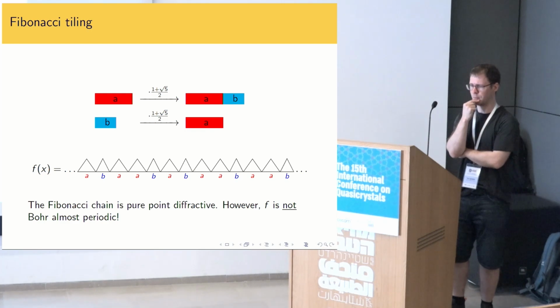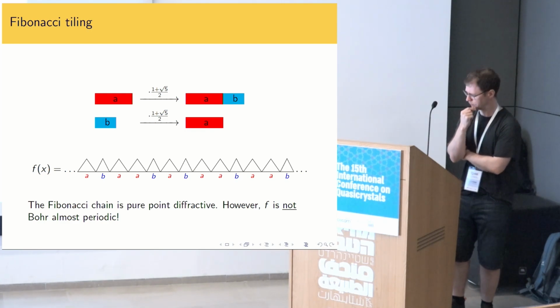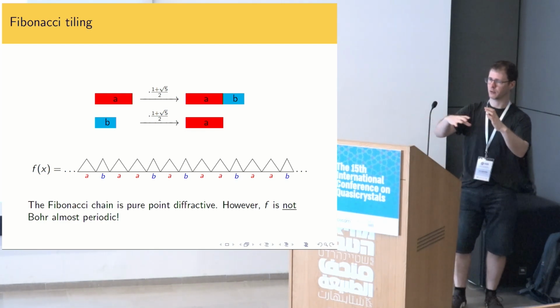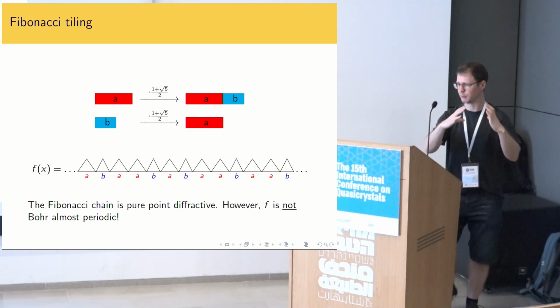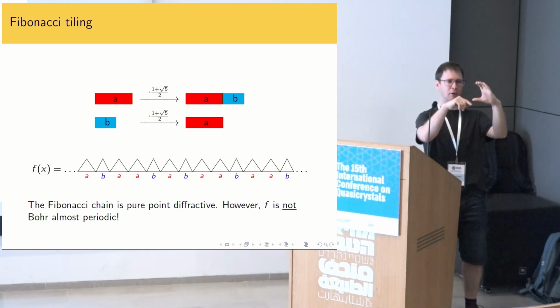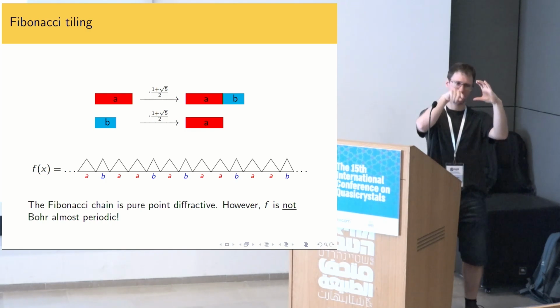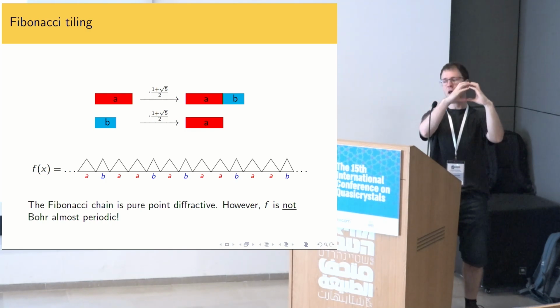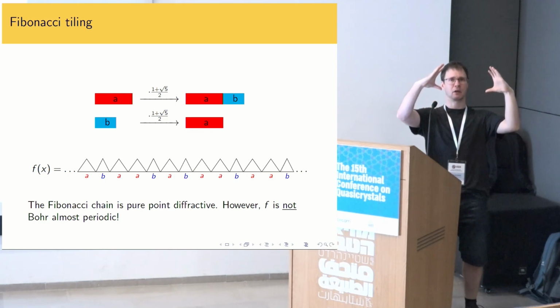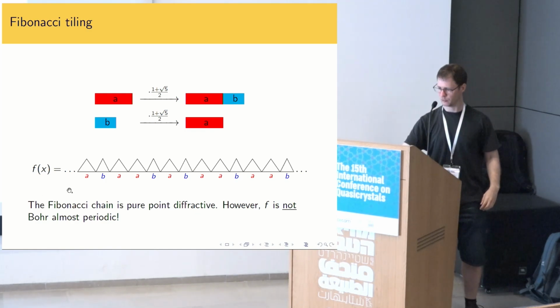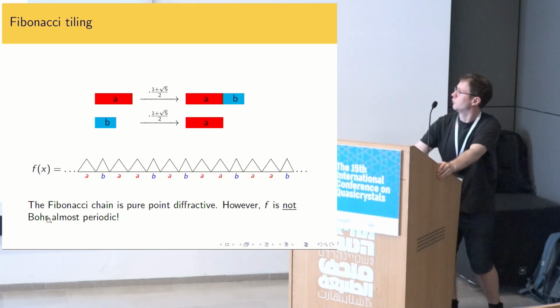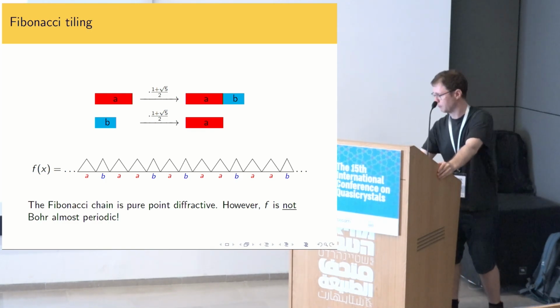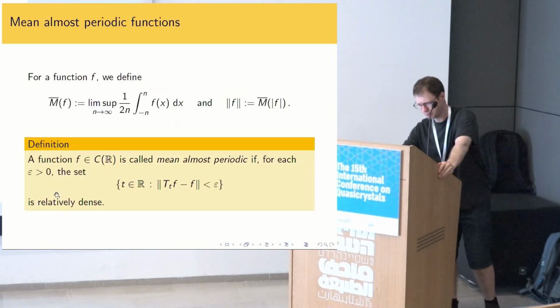So we have to think about something different. And what we do now, I told you a bit about Bohr almost periodic functions, about some subsets, periodic, quasi-periodic, and so on. But now we need to look at a bigger class, because as I just told you, those are too restrictive.